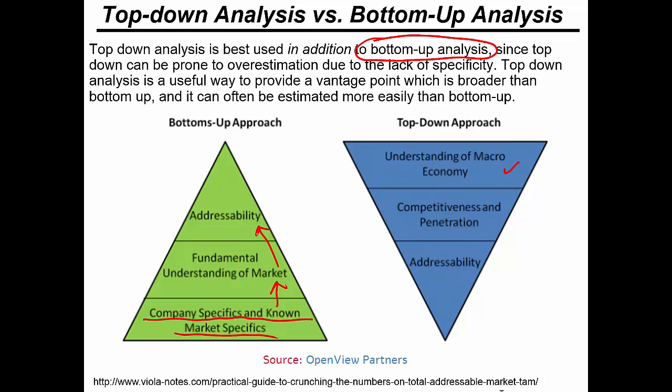The top-down approach starts with an understanding of the macroeconomics, and based on competitiveness or penetration, channel limitation, eventually you narrow down to the addressability of your SOM, serviceable obtainable market. Okay. These two approaches are not mutually exclusive. You can start with a bottom-up analysis if the data is a little bit easier to obtain, and then compensate it with some top-down analysis if the secondary research data is obtainable.